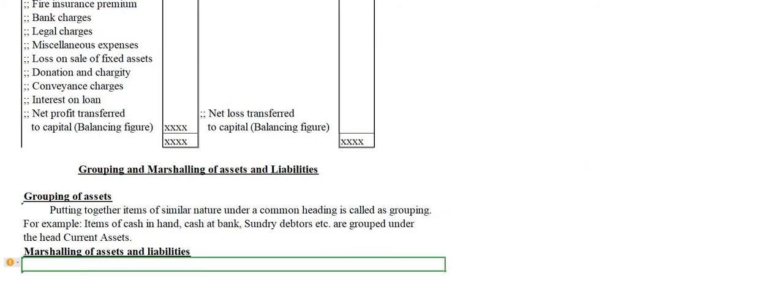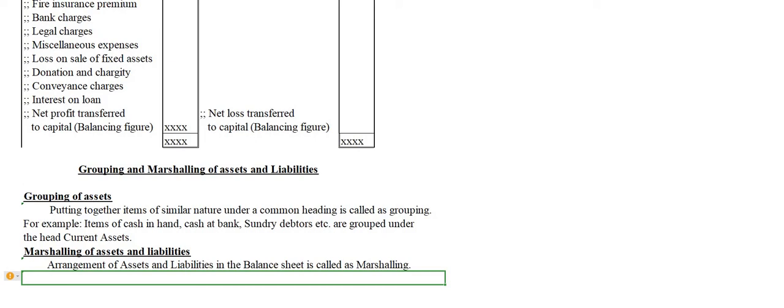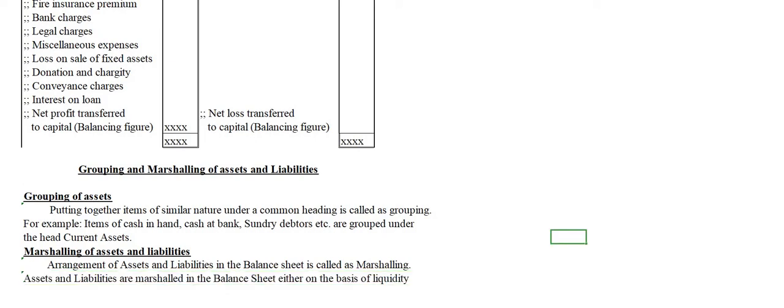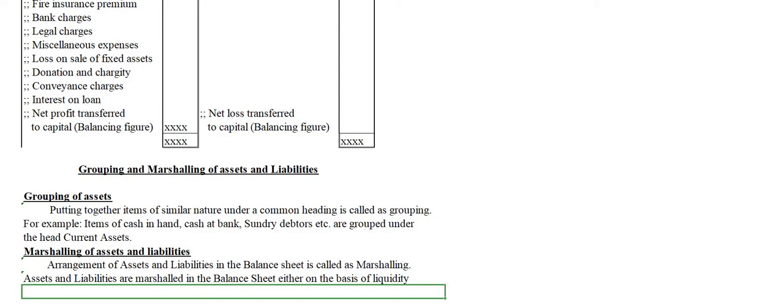So marshalling of assets and liabilities is the arrangement of assets and liabilities in the balance sheet. And how will it be arranged? Assets and liabilities will be marshalled in the balance sheet either on the basis of liquidity or on the basis of permanence.